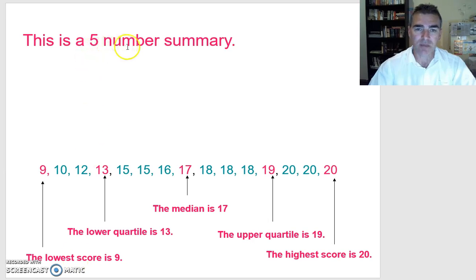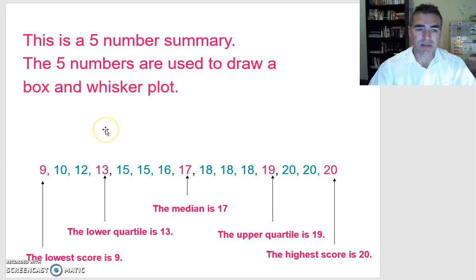So our 5-number summary can help us with box and whiskers. We can use that 5-number summary to help us draw box and whiskers, but we don't need to do that at this point. What we do need to know is how to find the median and the upper and lower quartile. And if we subtract the lower quartile from the upper quartile, then we get the interquartile range.